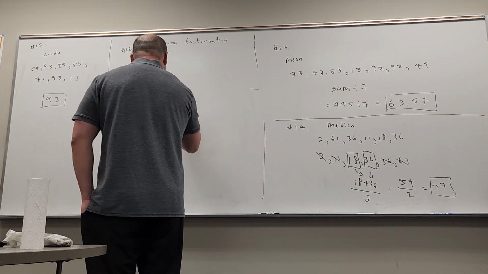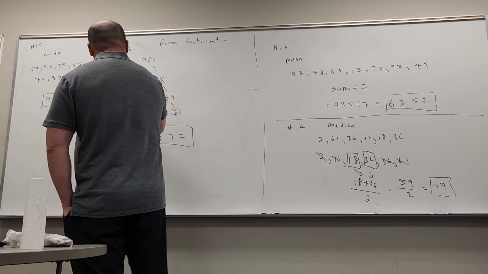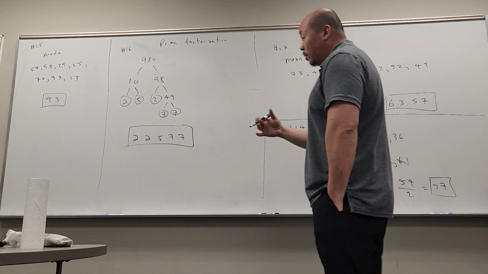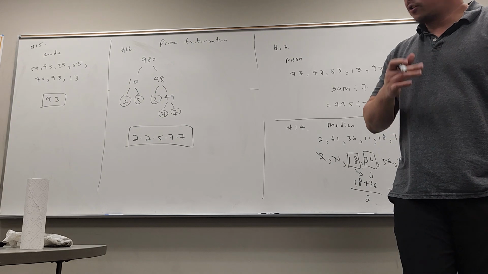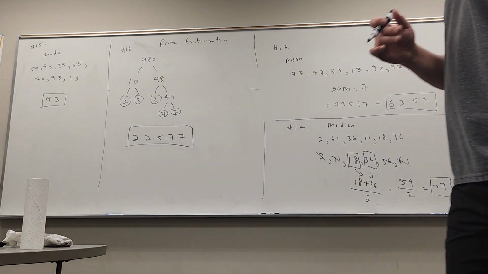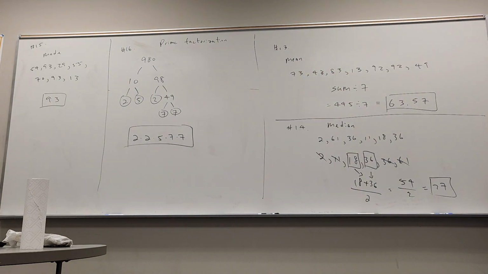Remember, just write all the prime numbers at the end, all the numbers at the end of the branches. Just go ahead and put them all together. That's the prime factorization. You just broke down 980 into a bunch of prime numbers.